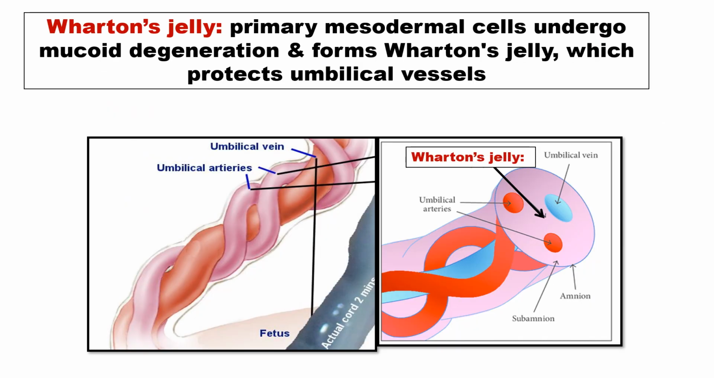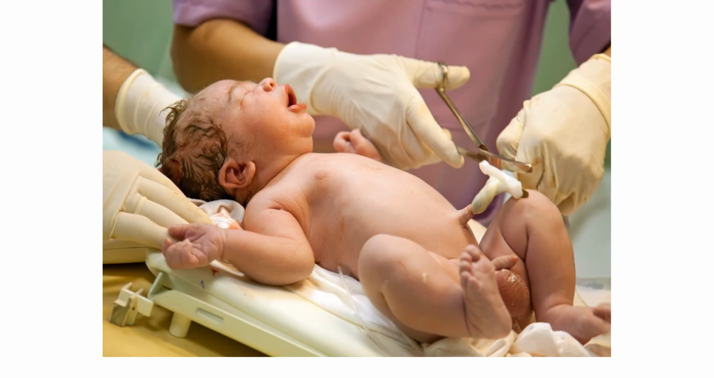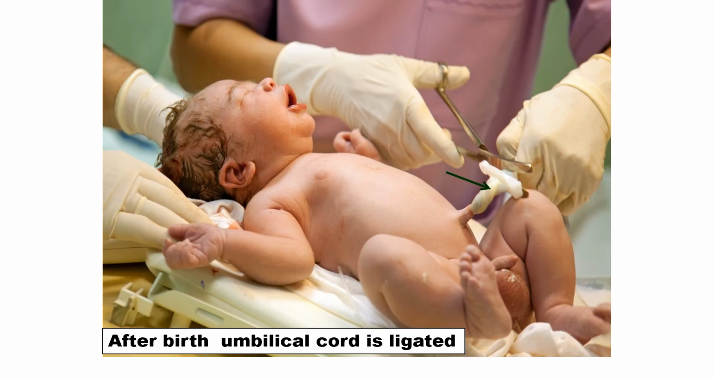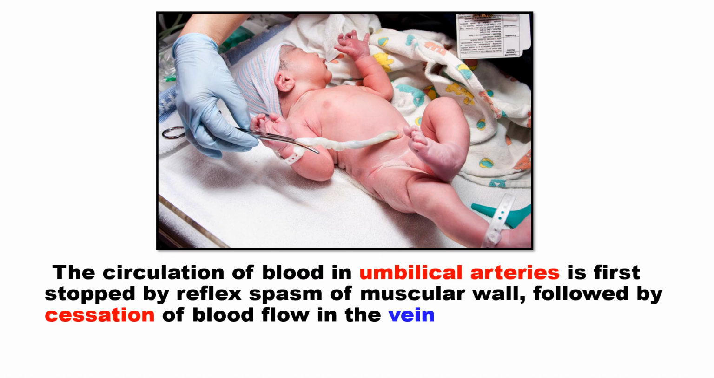Wharton's jelly. Primary mesodermal cells undergo mucoid degeneration and form Wharton's jelly, which surrounds the umbilical vessels and protects them. At birth, the umbilical cord is ligated. The circulation of blood in the umbilical arteries is first stopped by reflex spasm of the muscular wall, followed by cessation of blood flow in the vein.